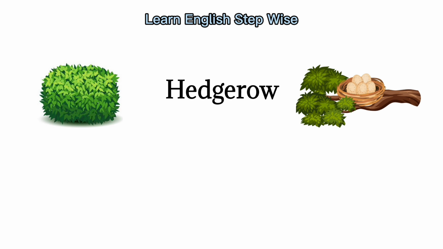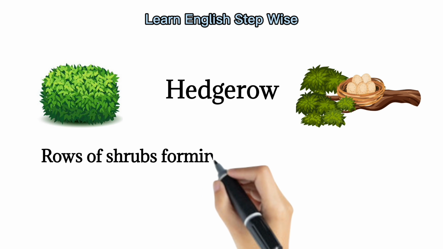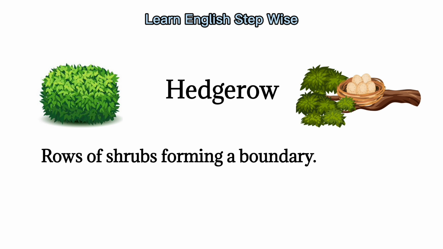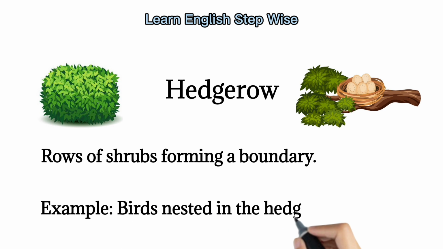Hedgerow. Rows of shrubs forming a boundary. Example, birds nested in the hedgerow.